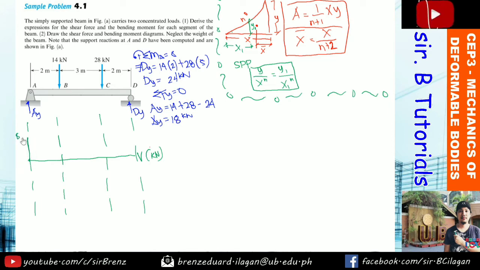So this is 18. And then, tingnan mo itong span AB ah. So dire-diretso ka lang, walang load na nakalagay. So sa gitna, wala, diretso ka lang. Pagdating sa point B, hops, ano meron daw sa point B? Bababa ka daw ng 14. So, coming from 18 minus 14, so may matitirang ilan? 4, di ba? Ayan, so lagay natin dito.